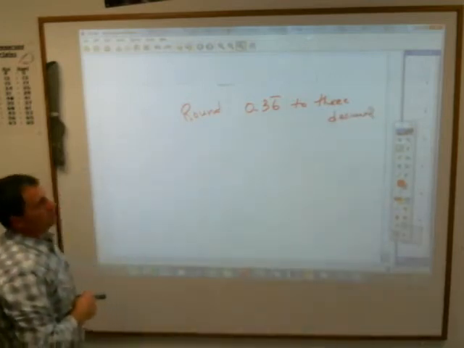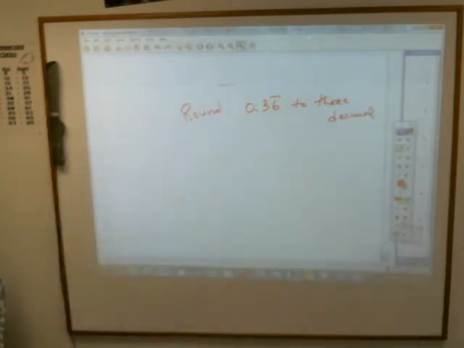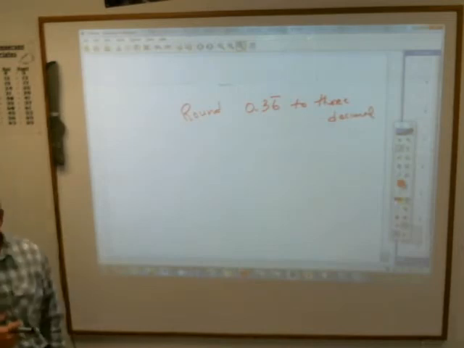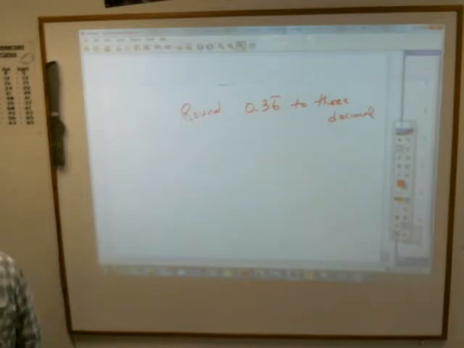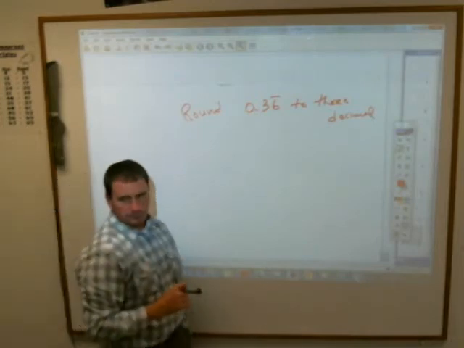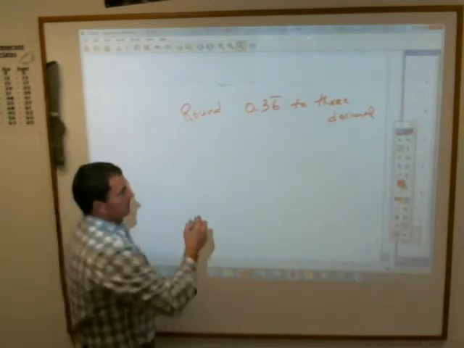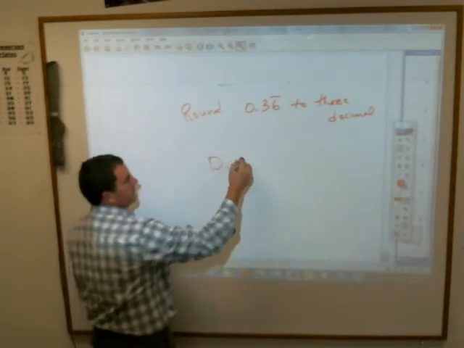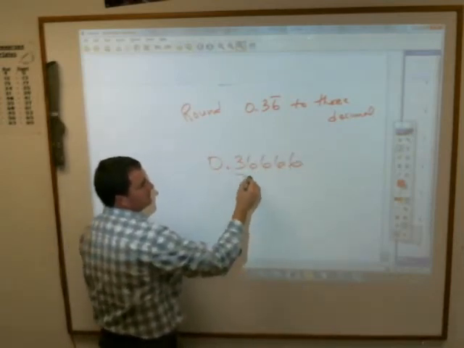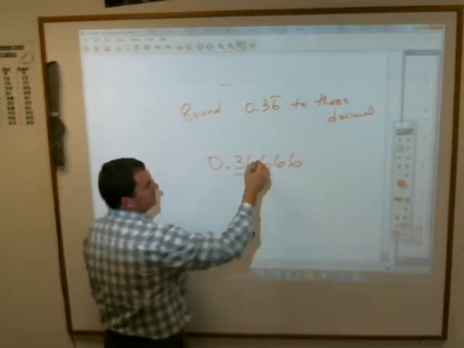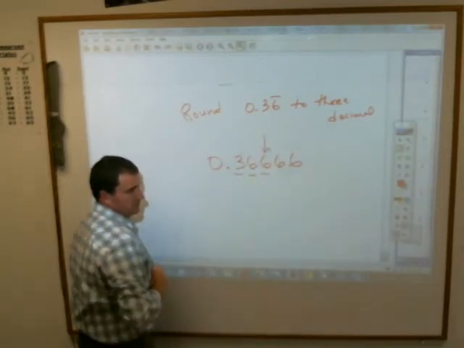Okay, how do you round 0.36 to 3 decimal places? Well, first of all, what does 3 decimal places mean? What place would you be rounding to? Start by doing this: this is the tenths, the hundredths, the thousandths. The 3rd decimal place is this.